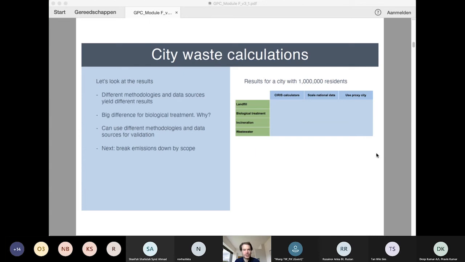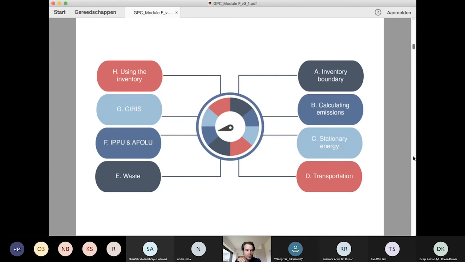Okay, any further questions on the exercises from last time, or indeed from any of the previous sessions before we continue into IPPU and FOLU? Okay, so if there are no further questions, then let's move on to session number 6, which is today, focusing on IPPU and FOLU.